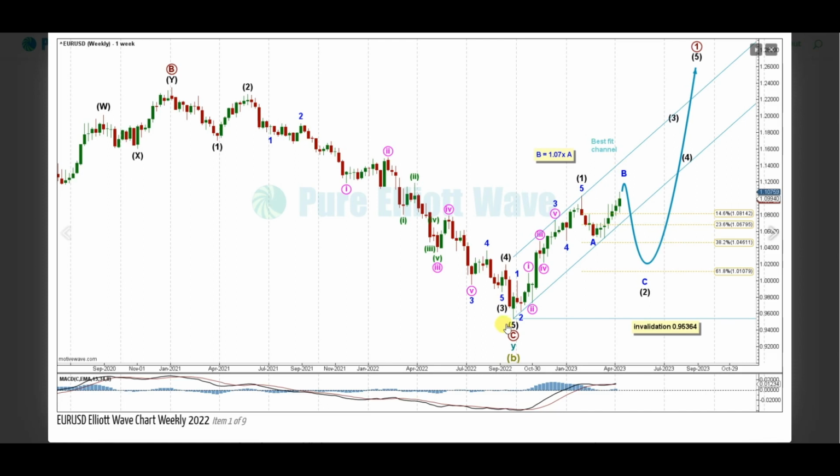For this chart, I would keep an eye on this best fit channel, which holds all of the upward movement so far in this structure. So if we do see a daily candle breaching below this channel and not touching, that could be a sign of this C wave starting. Let's move on to the daily chart.